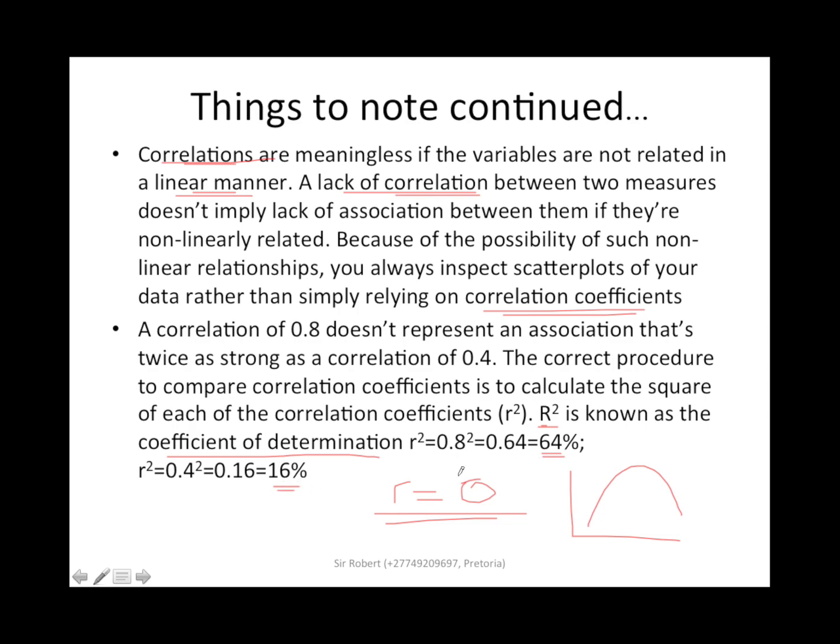So in other words, if you are comparing the coefficients of determination, it's like 4 times. But if you just compare them as raw correlation coefficients, you get the wrong representation of how strong each of them is. So it means a correlation of R equal to 0.8 is 4 times as strong as a correlation of 0.4. So these are the things that you should note.